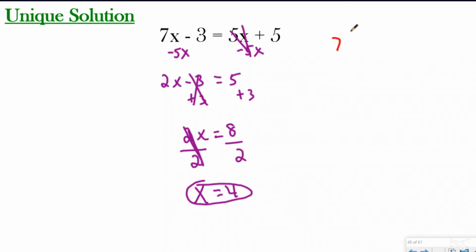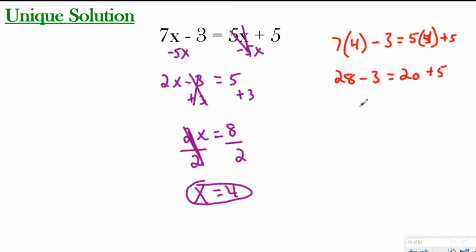So I'm going to have 7 groups of 4, minus 3, is going to equal 5 groups of 4, plus 5. So 28 minus 3 equals 20 plus 5, and I have 25 equals 25. So my check is correct. Thank you for the applause, always appreciated. So this is a unique solution because there is only one solution that works to keep our scale, our equation balanced, hence the name unique.